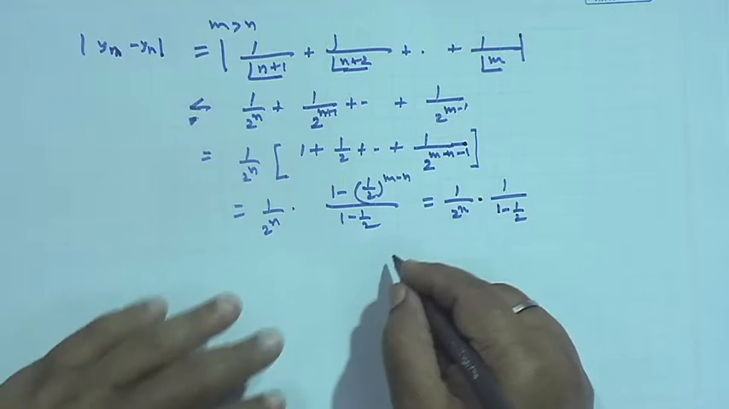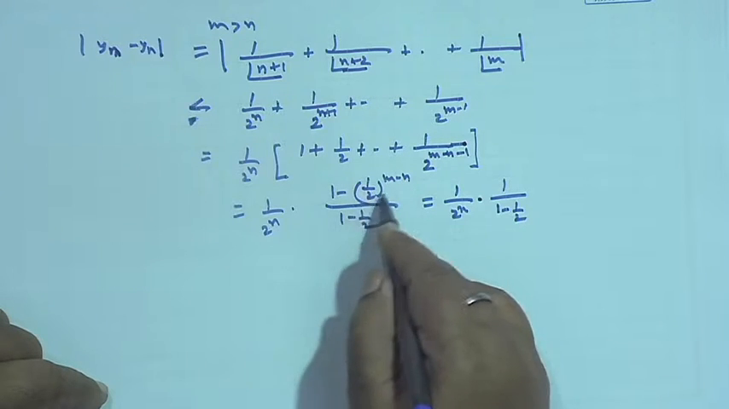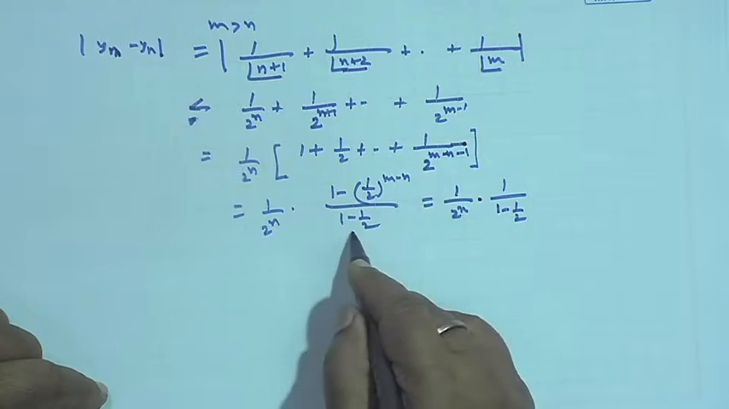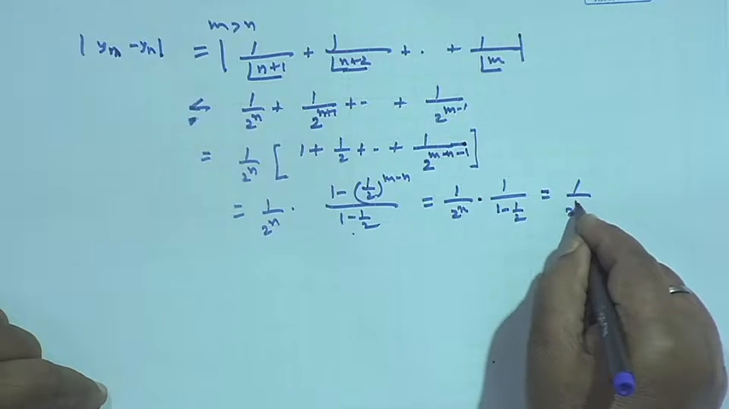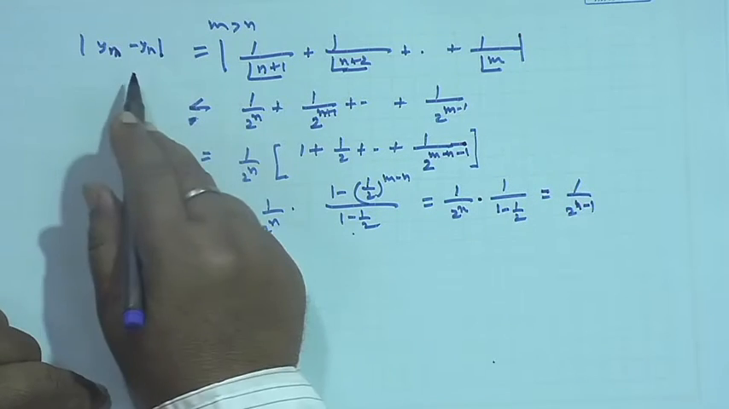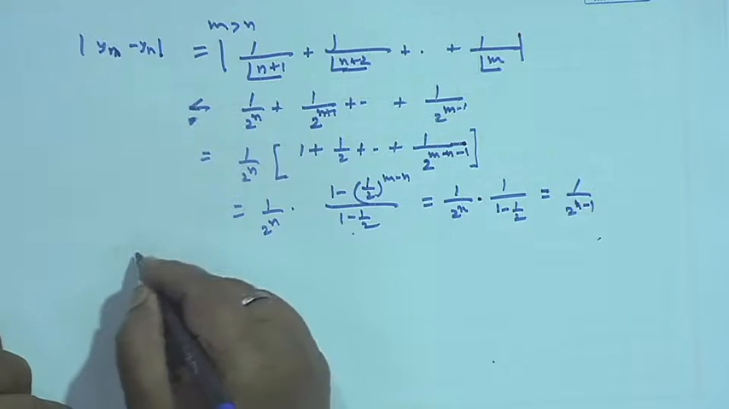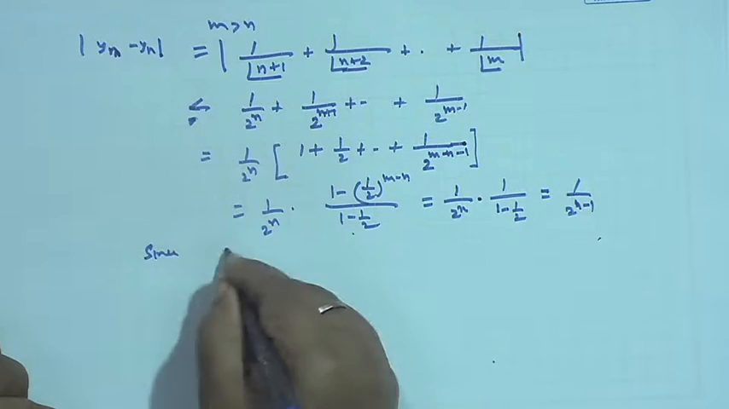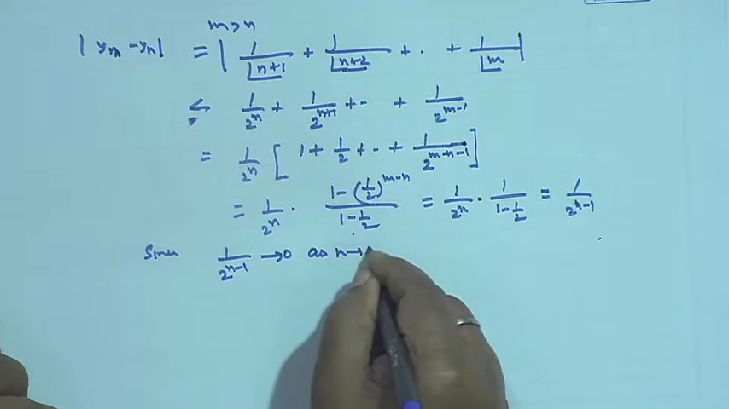This is 1 by 2 n, because this is less than 1, and this is equal to 1 minus half. So, total is 1 by 2 n minus 1. So, y m minus y n is less than 1 by 2 n minus 1. Therefore, since 1 by 2 n minus 1 goes to 0 as n tends to infinity.